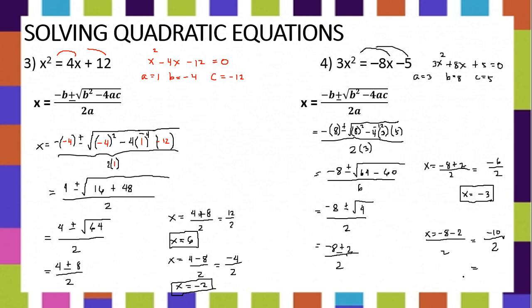Okay, so negative 10 divided by 2, that is negative 5. And the two values of x are x equal to negative 5 and x equal to negative 3. Okay, last two examples.